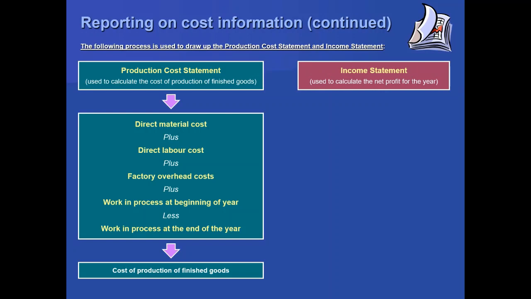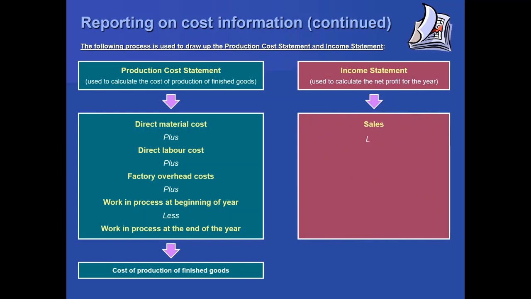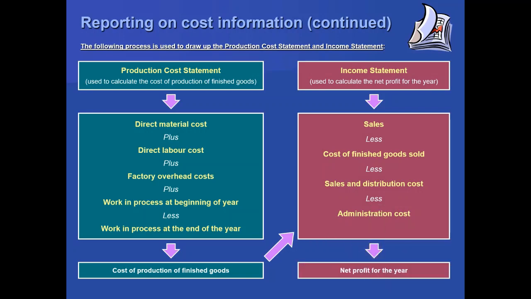When we focus on the income statement, where we calculate the net profit for the year, we have our sales that we know, less the cost of sales. Well, the cost of the finished goods sold that we actually get from the production cost statement. And then we also subtract our sales and distribution costs, as well as our administration costs. And then we will obtain the net profit for the year.